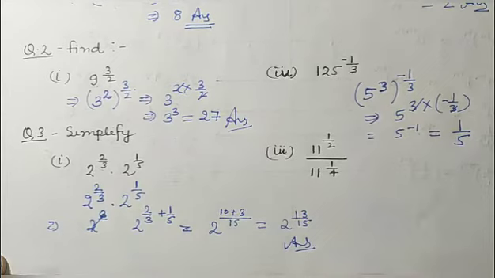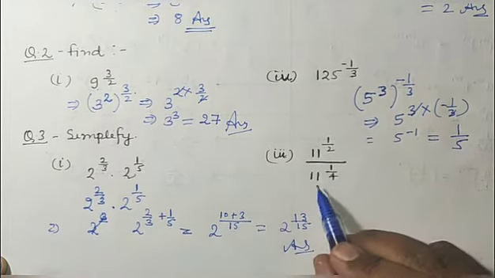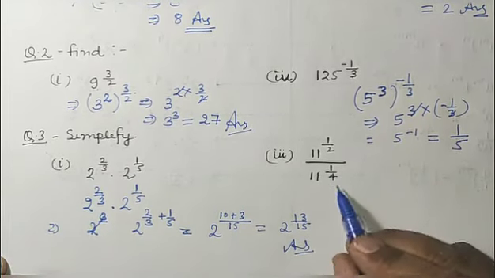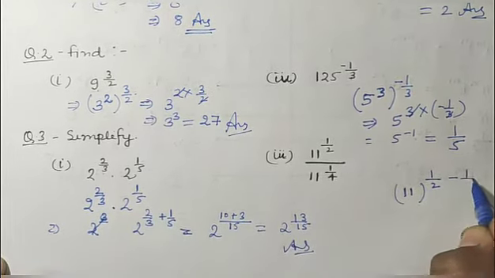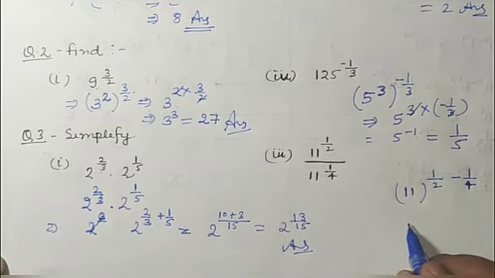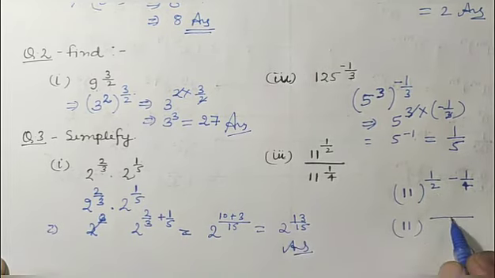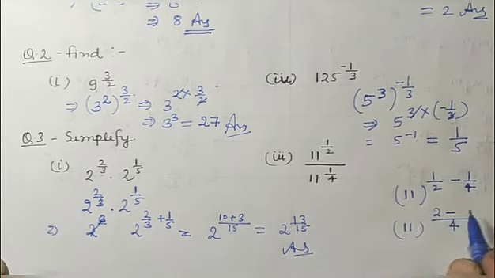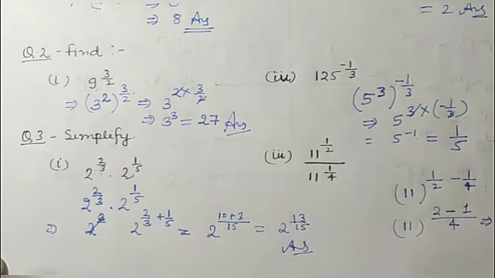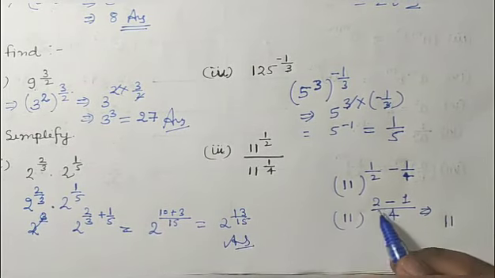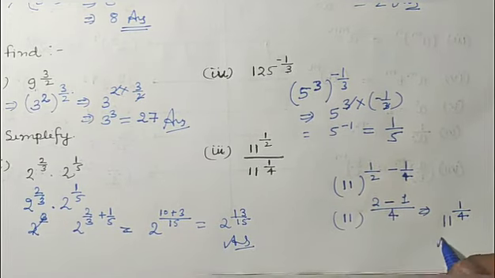Now the third part of this question. See, the bases are the same and division is there, so you can subtract the powers: 1 by 2 minus 1 by 4. If you take the LCM, the LCM will be 4. 2 2s are 4, so it will be 2. 4 4s are 4, so it will be 1. So here you get 11 to the power 2 minus 1, which is 1, and the denominator is 4. So 11 to the power 1 by 4.